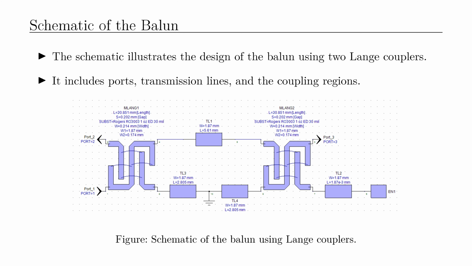The schematic demonstrates the design of the balun using two Lange couplers. It highlights ports for input and output signals, transmission lines for signal paths, coupling regions where power is distributed. This layout is key to understanding the balun's operation.